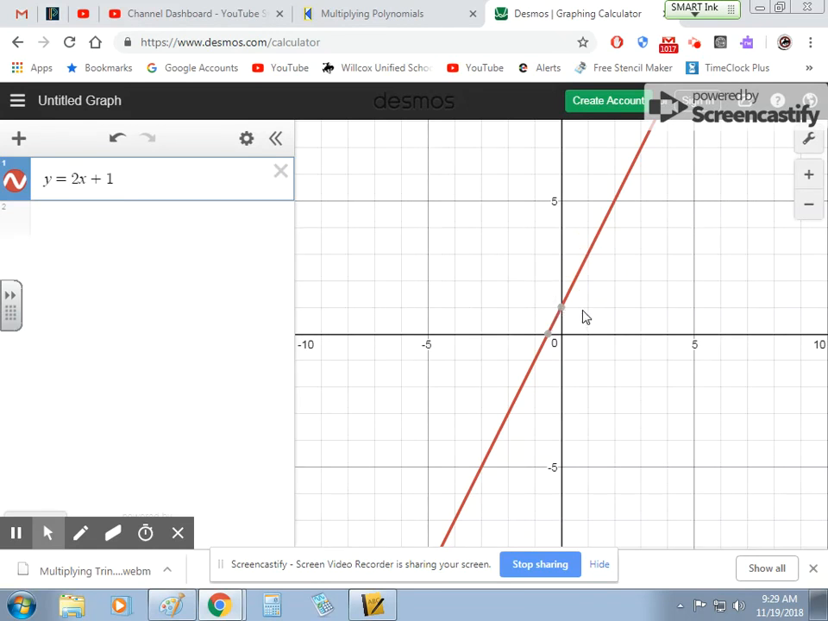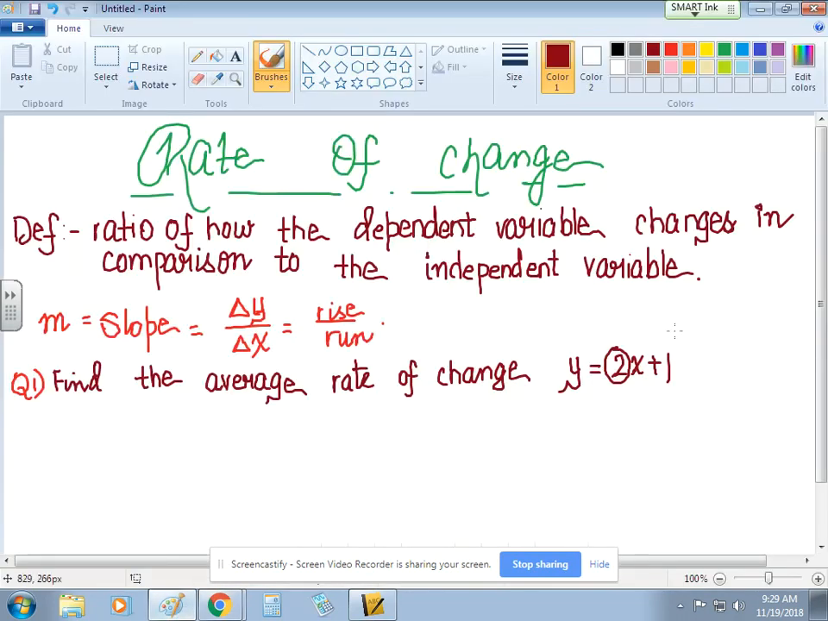Run, how much am I running, is 1. So 2 over 1, let us count again, 1, 2, divided by how much I am changing on x, which is 1. So 2 over 1, and that gives us the slope 2. Here you can also see the y-intercept is (0, 1), which is right here, crossing at 1 on the y-axis. So let us go back to our work here.